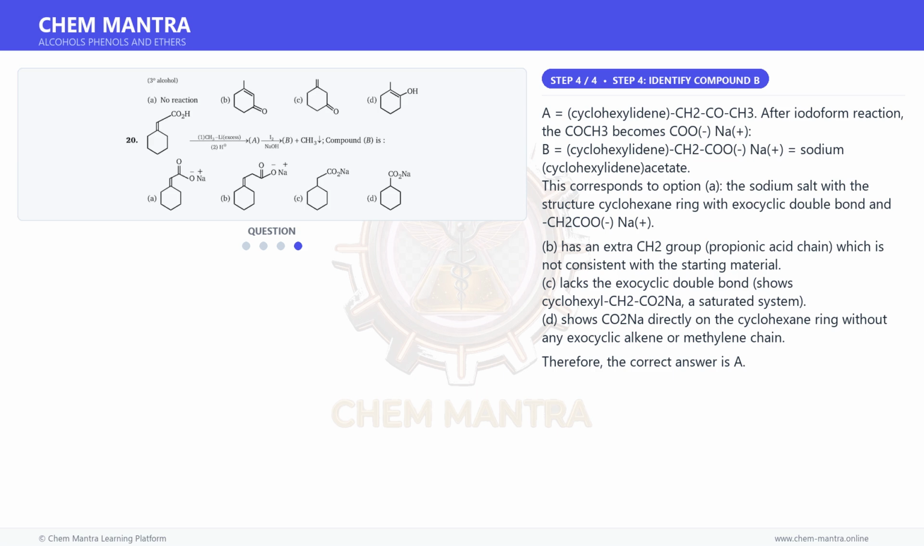B has an extra CH2 group, a propionic acid chain, which is not consistent with the starting material. C lacks the exocyclic double bond, showing cyclohexyl CH2 CO2Na, a saturated system. D shows CO2Na directly on the cyclohexane ring without any exocyclic alkene or methylene chain.